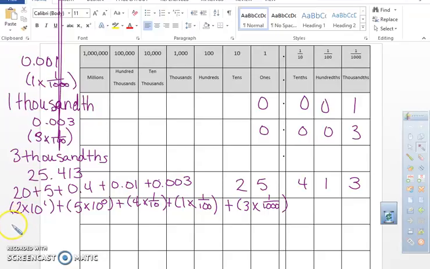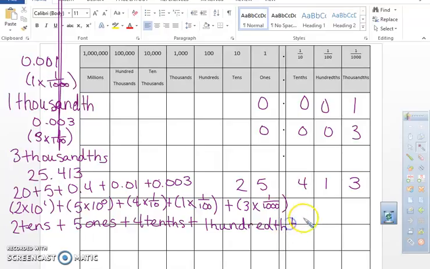In unit form, we are going to write it as 2 tens plus 5 ones plus 4 tenths. And you don't actually have to write the plus signs in between. Plus 1 hundredth plus 3 thousandths. And I hope you can read that okay, because I know there's lines going through it from our place value chart. Okay, so that's how we would do the next one.